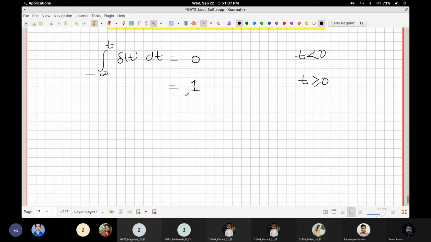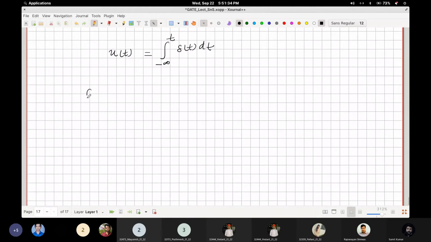1, right. And what is this function which is 0 for t less than 0 and 1 for t greater than or equal to 0? What do we call this function? We call it u(t), right? Unit step signal. So the unit step signal is the integral from minus infinity to t of delta(t) dt. Similarly, if you integrate from minus infinity to t of u(t), we know that u(t) is equal to 1 for t greater than or equal to 0, and equal to 0 for t less than 0, right? u(t) is a function of this form, isn't it? So what is this going to be equal to? Can you tell me?